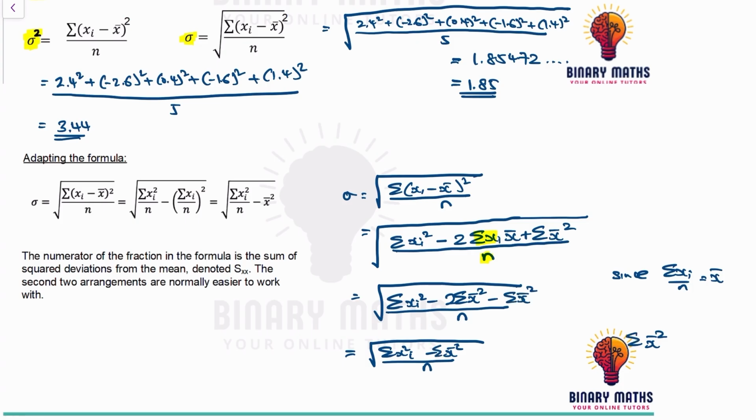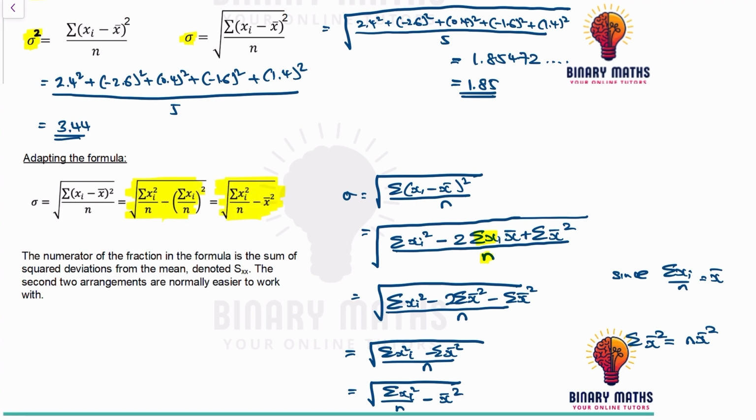Now the sum of x bar squared is just n lots of x bar squared, so the n will cancel out with the denominator. All we end up getting is sum of xi squared over n minus x bar squared. Which is just, in another form, sum of xi squared over n minus x bar, which is sum of xi over n, all squared. So this is how we get the two different versions, the second version and that version.